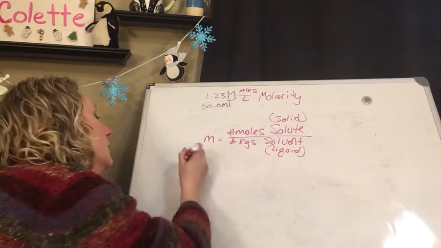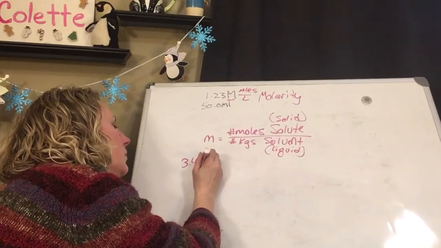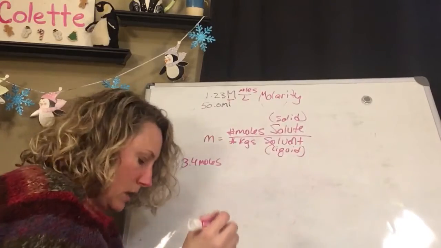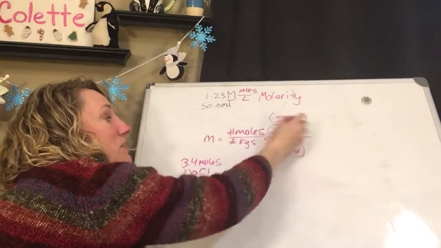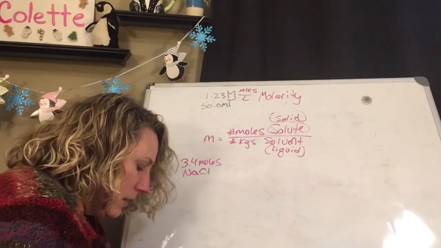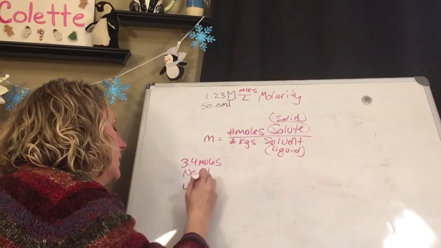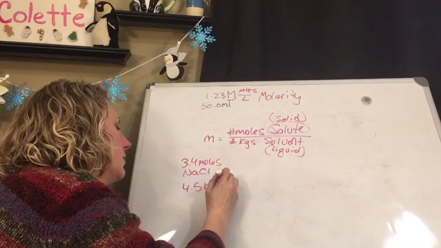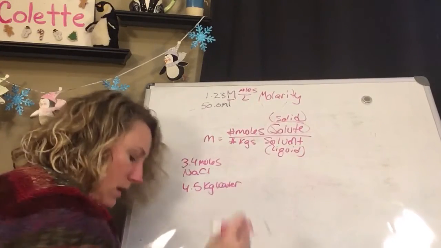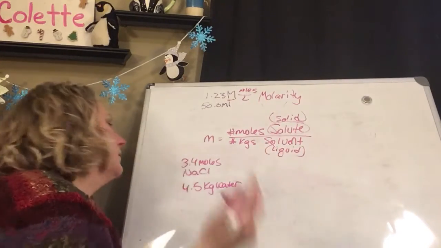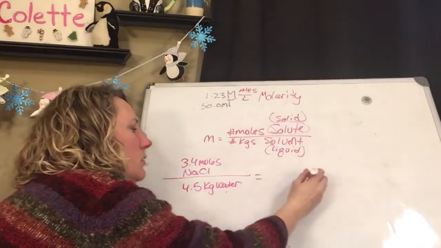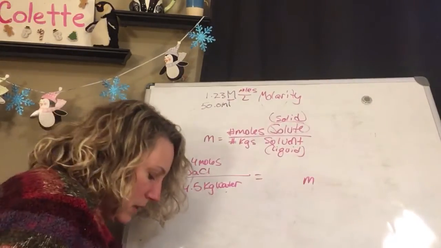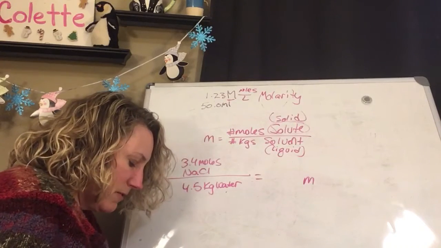A chemist mixes 3.4 moles of NaCl, which would be your solute, in 4.5 kilograms of water. What is the molality? Super easy. You divide your moles over the kilograms, and that's going to give you your small m, your molality. So it's going to be 3.5 divided by 4.5.